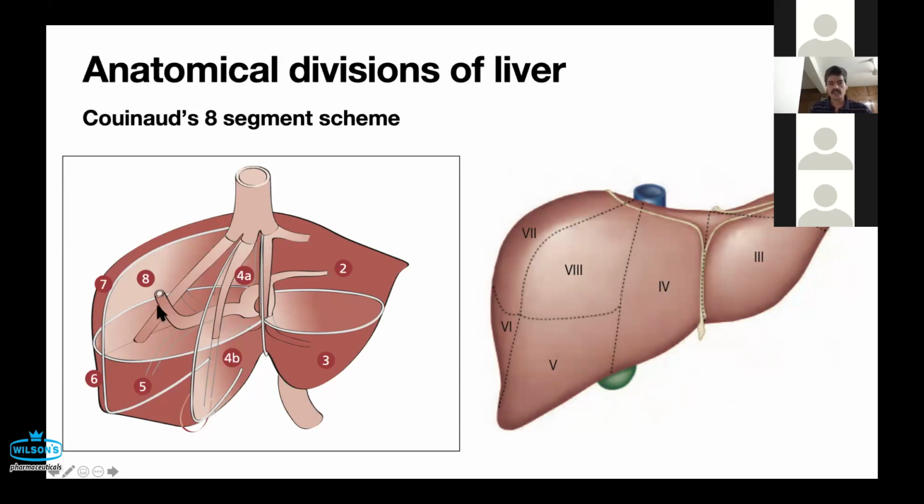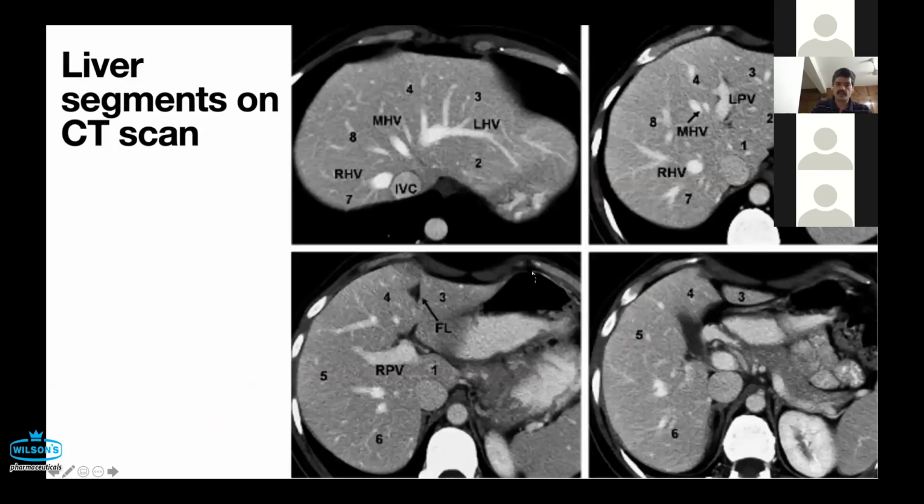The right portal vein is most variable, but this divides the right posterior and anterior sectors, with segments 5 and 8 in front and segments 6 and 7 behind. Now, okay, so let me go forward and then we will see.